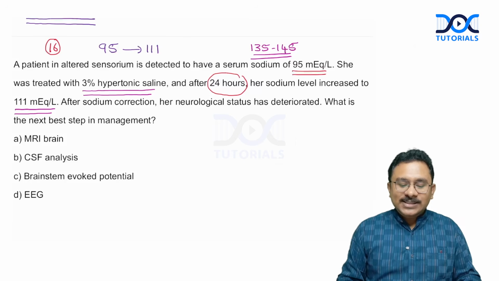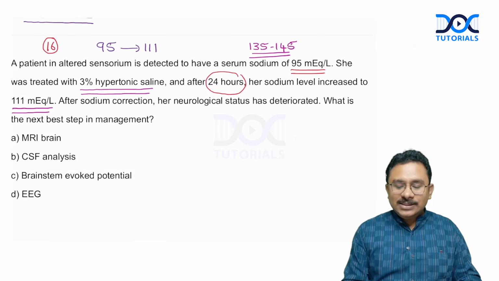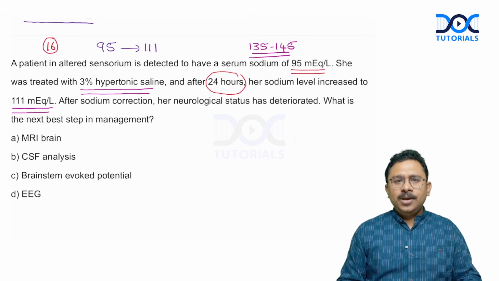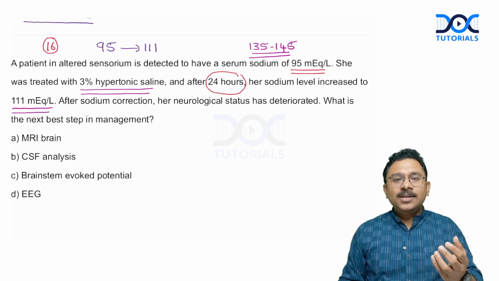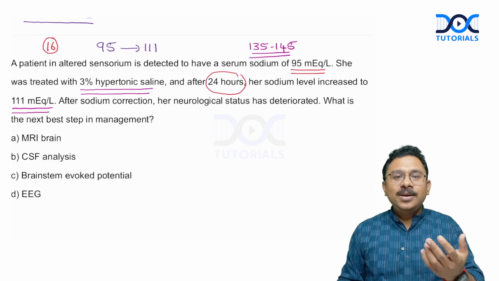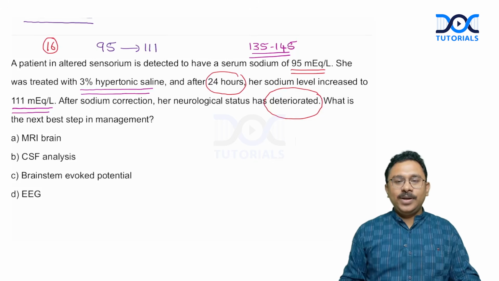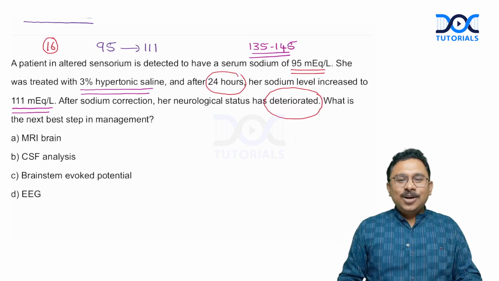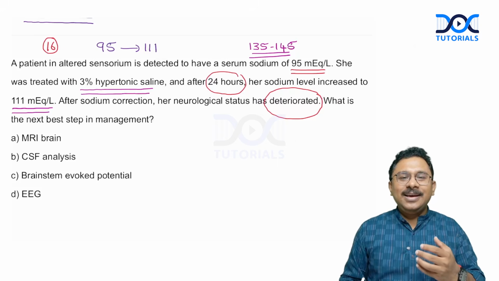Now let us see what has happened in this particular patient. After sodium correction, the neurological status has deteriorated. In a patient with hyponatremia and altered sensorium, when you correct the sodium, you are expecting improvement in the sensorium. But what has happened here? There is a deterioration of the sensorium. So something has happened here. What could it be? The question is, what is the next best step in the management? Is it MRI brain? Is it CSF analysis? Is it brainstem evoked potential, or is it EEG?